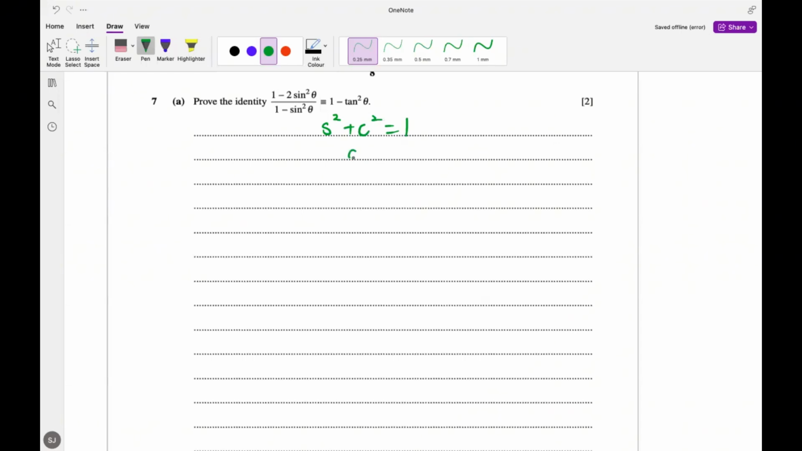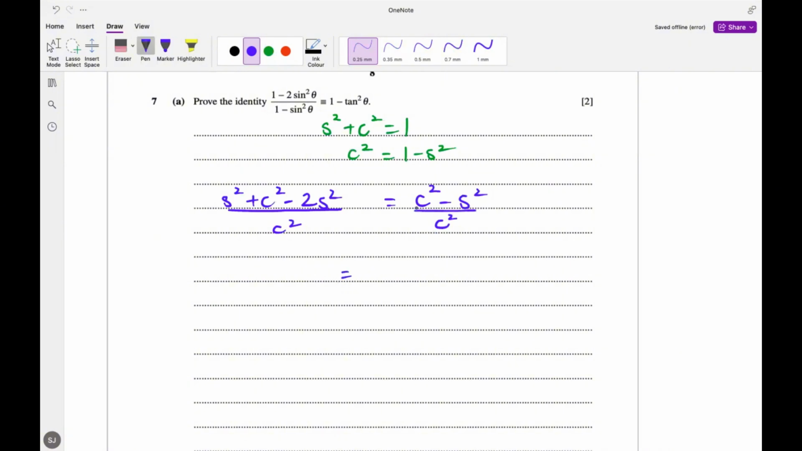We can also write cos squared is equal to 1 minus sine squared. In the numerator, in place of 1, we can write sine squared plus cos squared minus 2 sine squared. And in the denominator, we can replace the 1 minus sine squared with cos squared. So sine squared minus 2 sine squared will become minus sine squared. So the numerator will be cos squared minus sine squared upon cos squared.